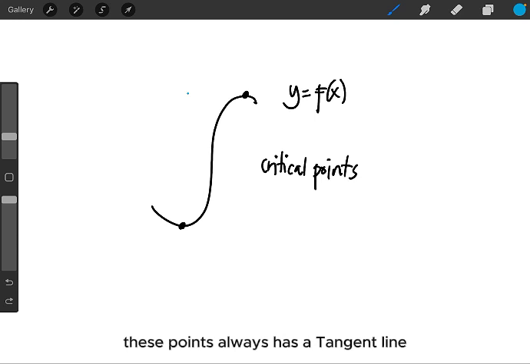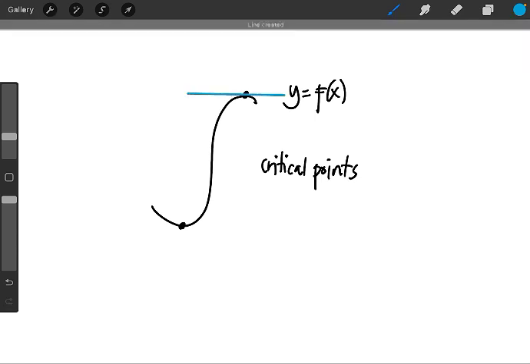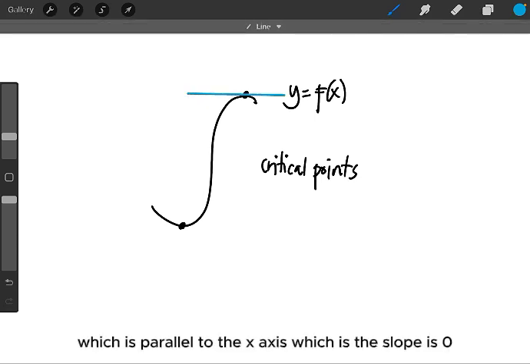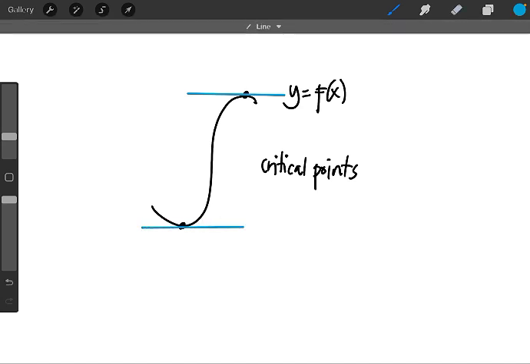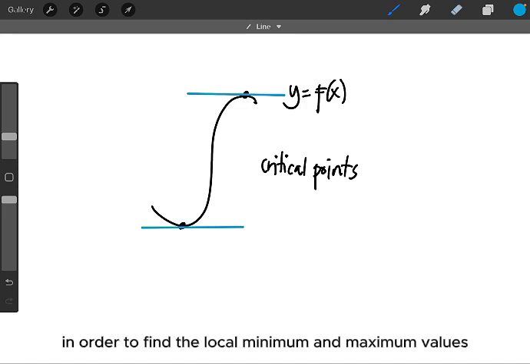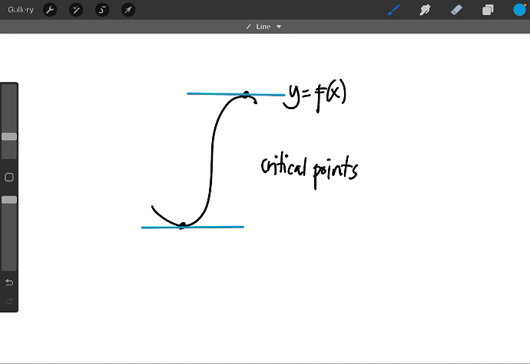These points always have a tangent line which is parallel to the x-axis, which means the slope is 0. In order to find the local minimum and maximum values, we need to find the derivative of the given function.